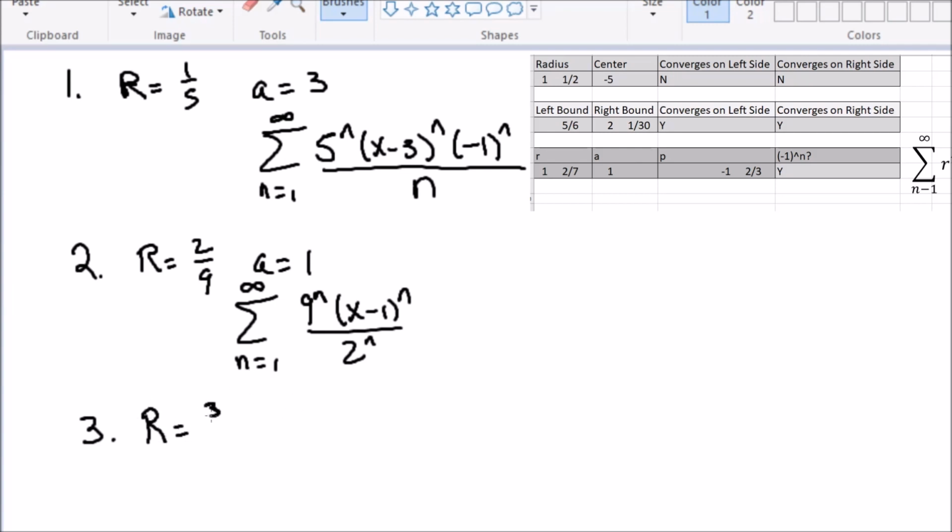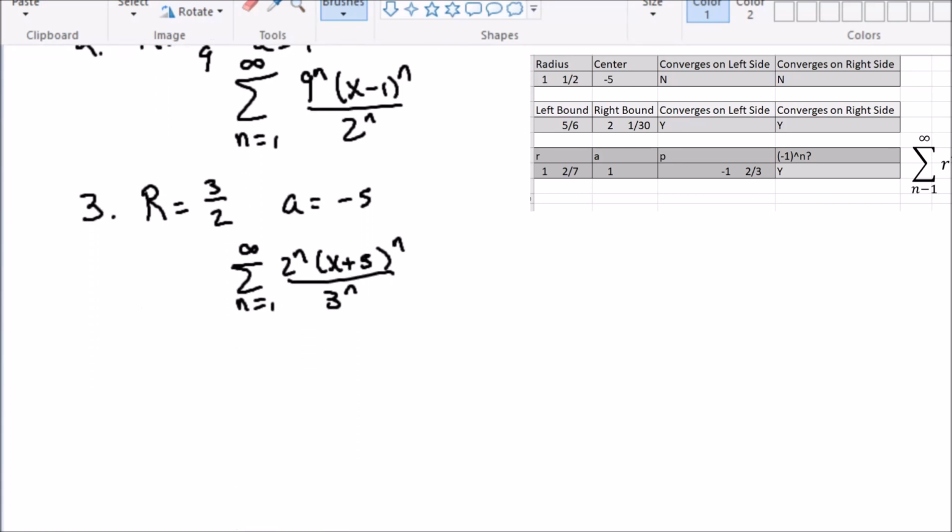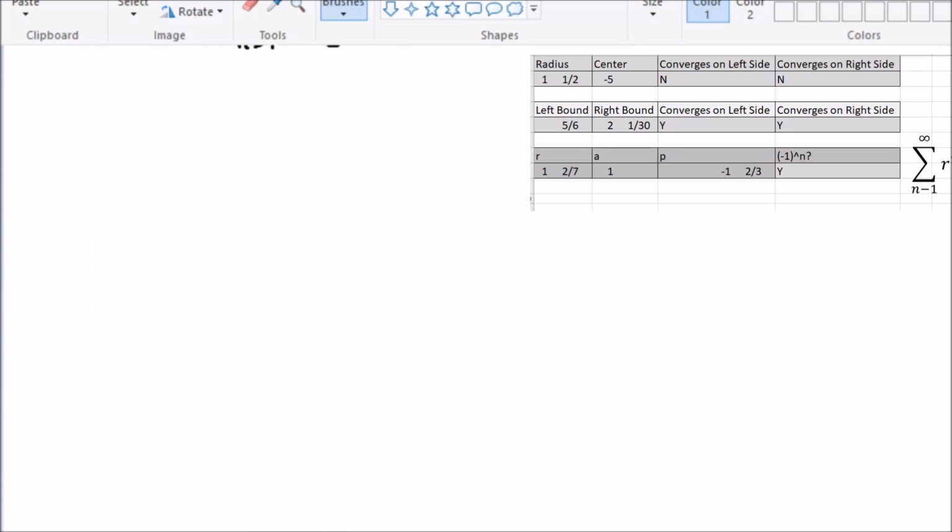My radius equals 3/2. My center is negative 5. So I'm going to have a sum from n equals 1 to infinity of 2 to the n times (x plus 5) to the n, all over 3 to the n. It doesn't converge at either side, so we'll leave it there. All right, number 4.